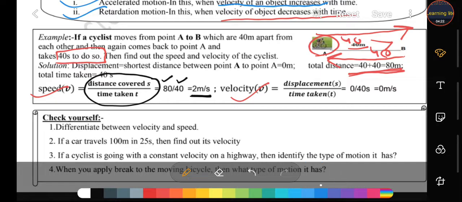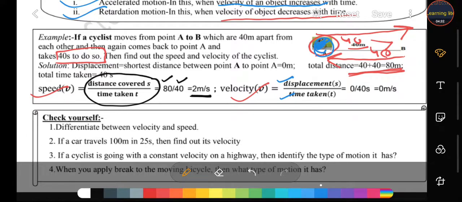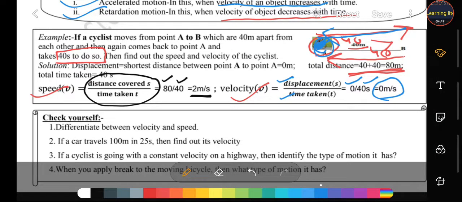The formula of velocity, students, is displacement upon time. But the cyclist's initial position is A and final position is also A because he travels to B and comes back to A. So same initial and final position, it means displacement is 0 and time taken is 40. So our velocity is 0 because 0 divided by any number gives us 0. First question, differentiate between velocity and speed. I will give you a difference table, students. You can now easily learn from this table.